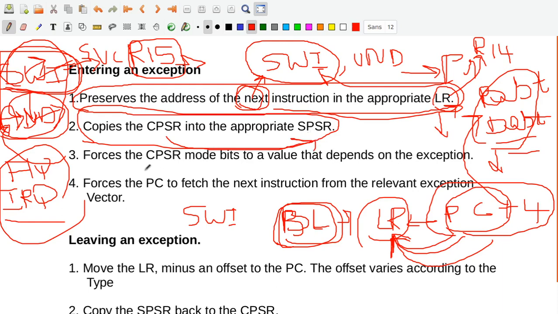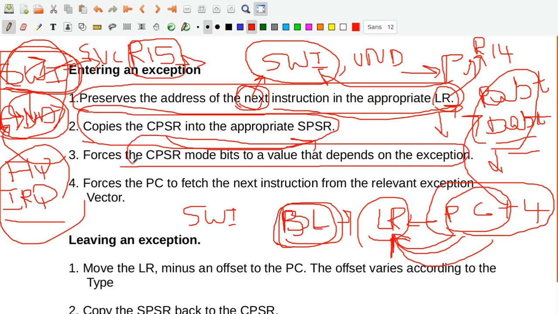So next, forces the CPSR. After you do this, what happens here? You just force the CPSR mode depending on the exception. Now what is CPSR storing here? Earlier, if you assume it was in the user mode, suddenly you switch from user mode to the supervisor mode. So that definitely saves CPSR into the SPSR.